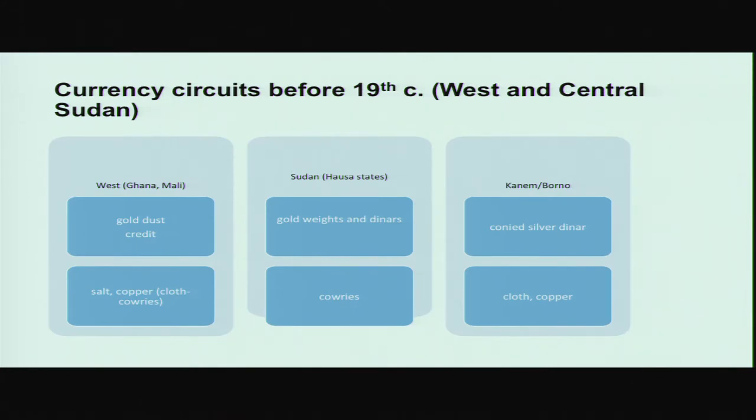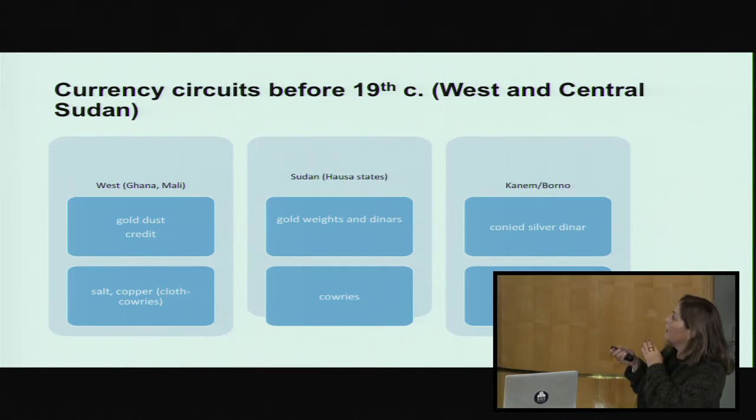In the Hausa states, I have to explain Sudan. It means Bilad al-Sudan, the land of the blacks. So it's not Sudan as we know it, it's the central Sudan. Arabs call this part, Hausaland, Sudan, the land of the blacks. Let's say we have gold weights and dinars, and we have cowries. We found cowries because they were introduced by Arabs, especially in the medieval south. So when we have gold trades, you always have cowries, let's say.